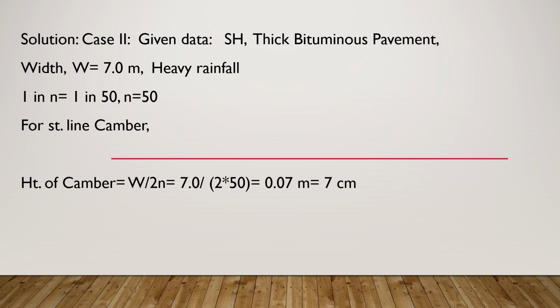Case 2, the state highway having thick bituminous pavement. The width of the pavement is given as 7 meter in a heavy rainfall area. So the 1 in N value will be equivalent to 1 in 50. So the height of camber is equal to 7 divided by 2 into 50, which is 0.07 meter or 7 centimeter.